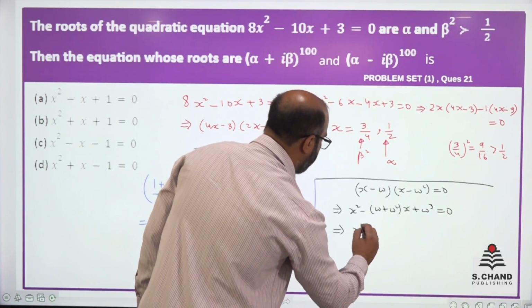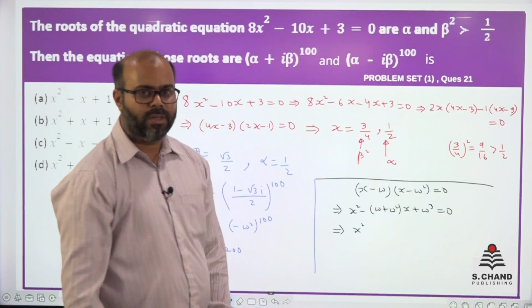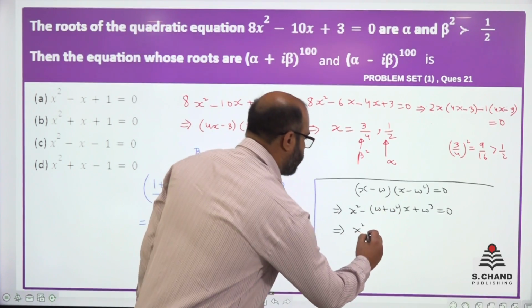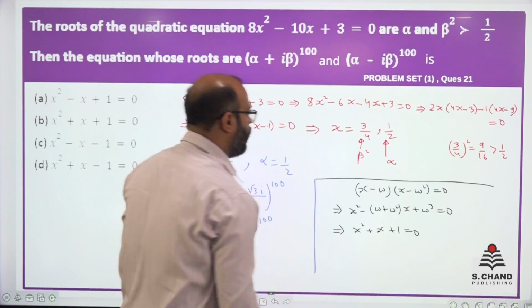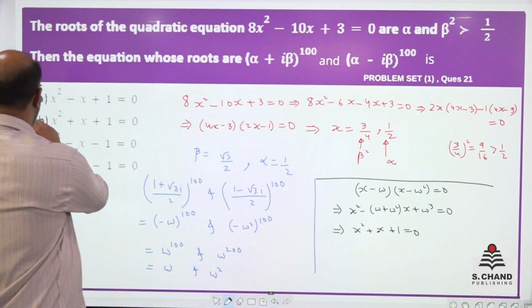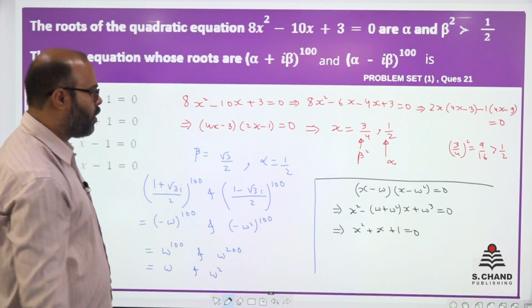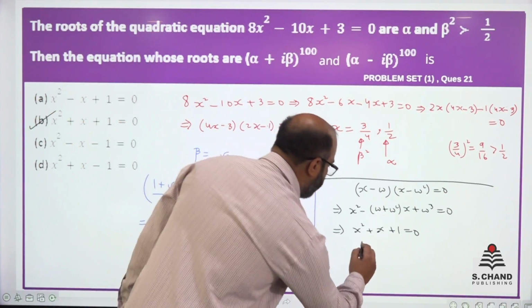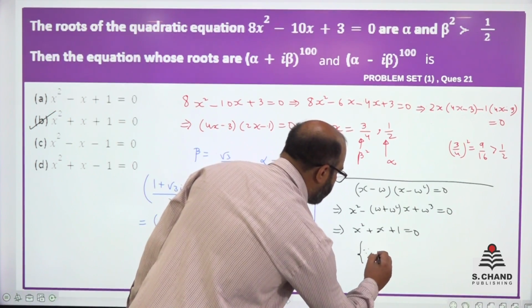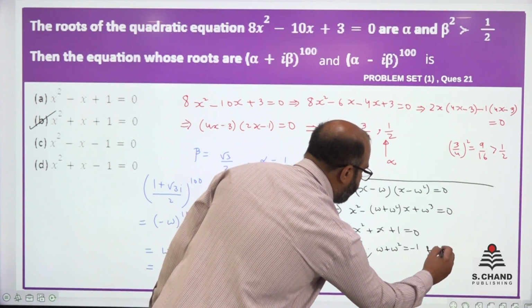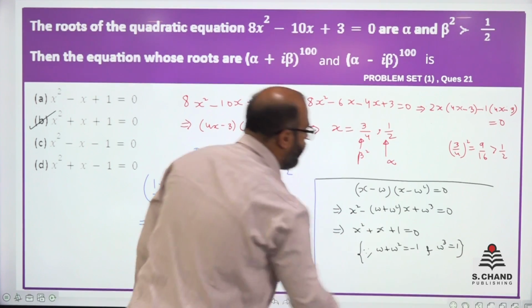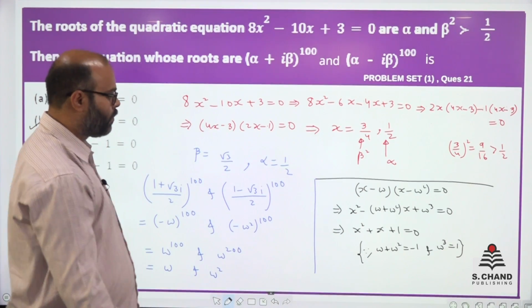So x square, omega plus omega square is minus 1. So this will become plus x, omega cube is 1, equal to 0. So which option? Option number B is the correct option. You should mention here, because cross referencing is important. Omega plus omega square is equal to minus 1 and omega cube is equal to 1, by complex numbers.